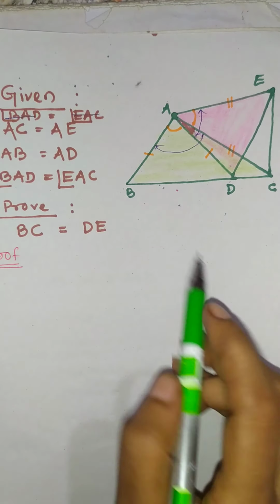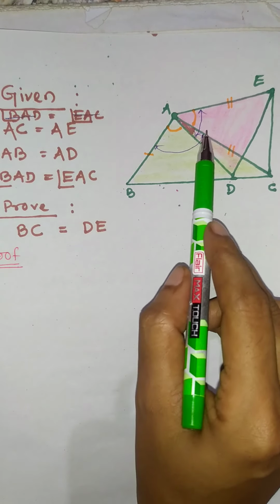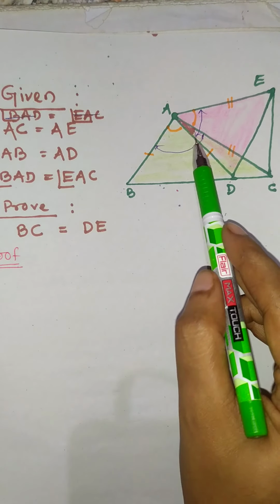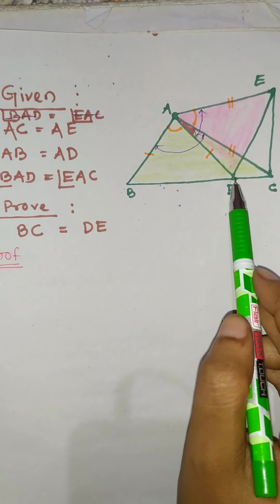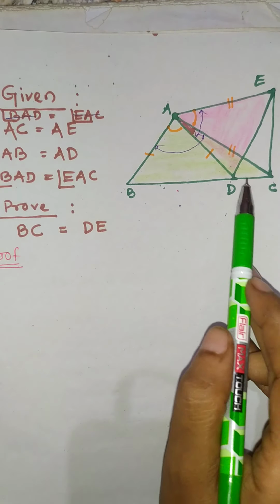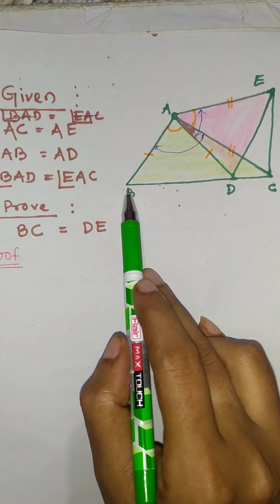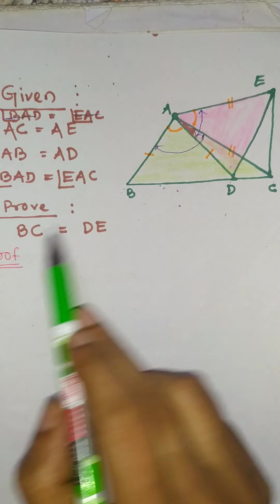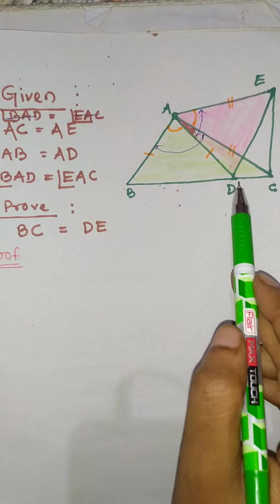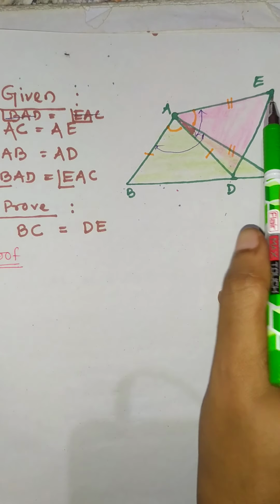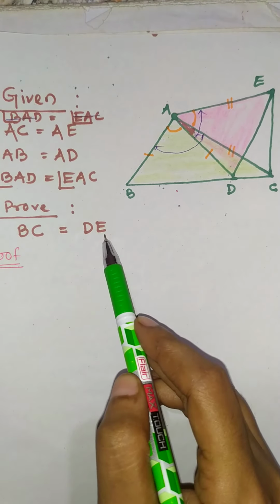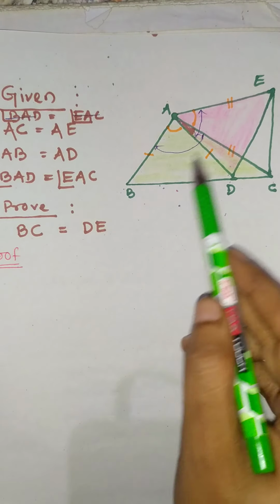So what will happen? Taking this bigger angle, we may consider the triangle BAC. Similarly, considering this big angle, we may consider the triangle DAE. Because considering triangle BAC, we may get the value of BC, which we need to prove. And considering the bigger triangle DAE, we may get the value of DE. This is another requirement. Hence, we have considered these two triangles.